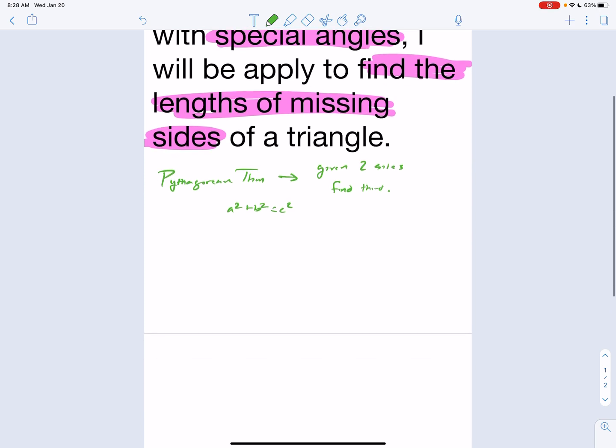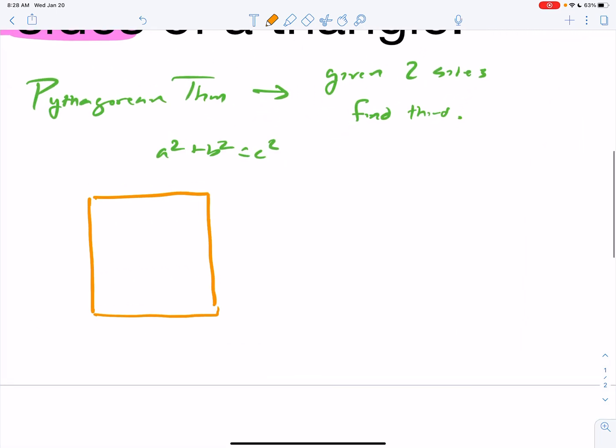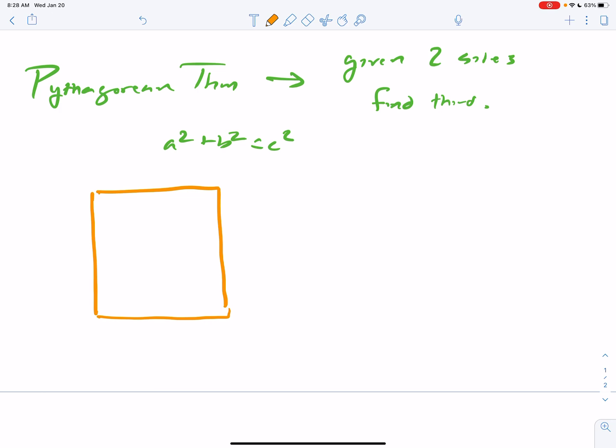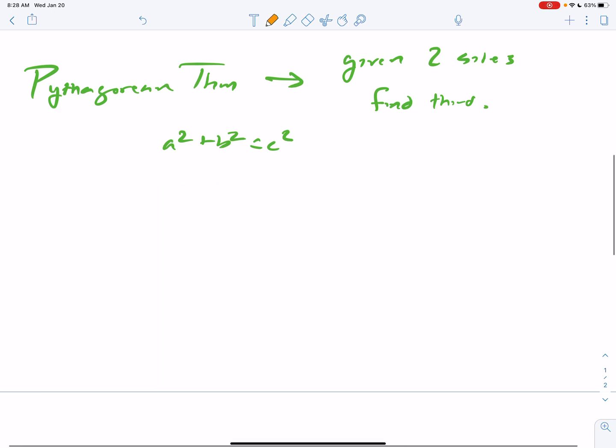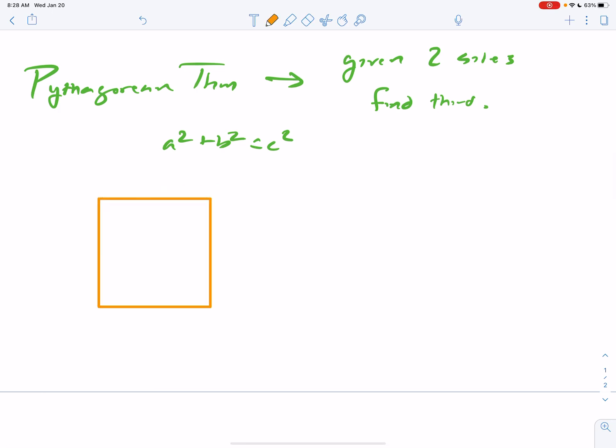Think of it this way. If you guys think about a perfect square, okay, so remember, by definition a square has all sides the same, right? Let me go ahead and fix my drawing. Okay, so let's assume that each side length is 1 unit. So all side lengths are 1 unit long.